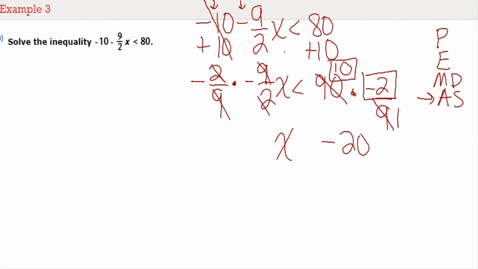Now remember, in the previous lesson, we had to flip the inequality when we multiply or divide by a negative number. In this case, we did multiply both sides by negative 2/9. So instead of being a less than symbol, we have to use a greater than symbol. So my final answer is x is greater than negative 20.